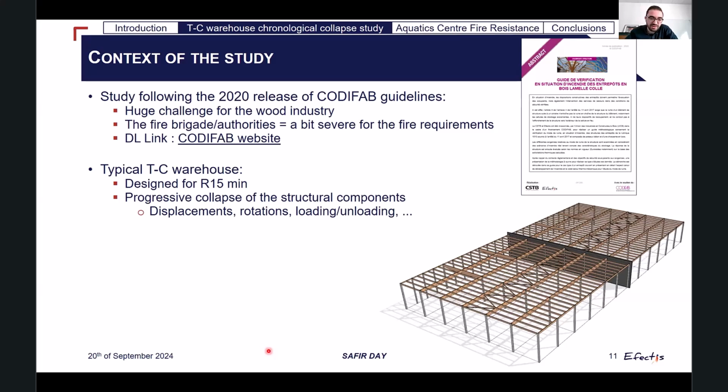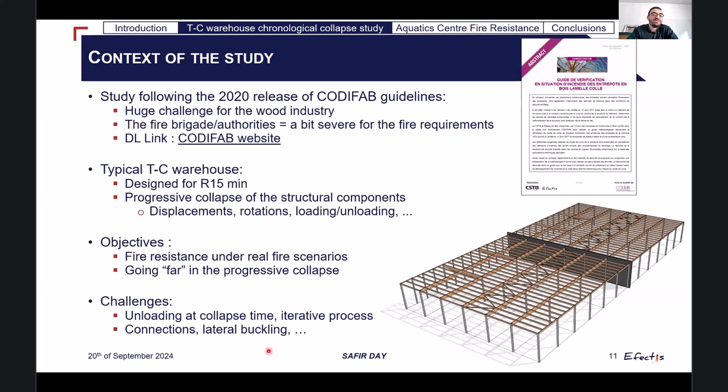resistance of 15 minutes. For the objectives, of course, we had to get the fire resistance on the real fire scenarios, and we had to go far enough in the progressive collapse because we wanted to model everything in 3D. So it can be quite challenging with wood and with the SAFIR. When one element fails, the calculation stops, so it can be complicated.